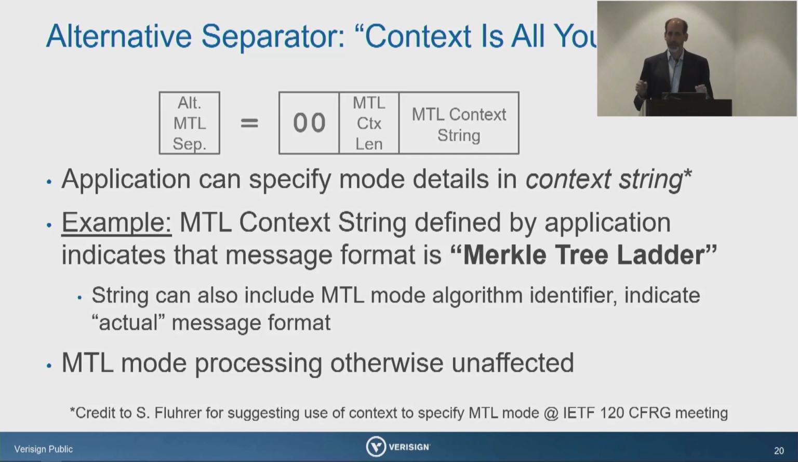If you have a context string, you have many ways of distinguishing things. You don't need to define another byte. So an alternative to the 81 byte that I proposed would go back to the 00 byte for the pure mode, and then within the context string itself, per Scott's suggestion, define that I'm using Merkle tree ladder mode with this particular set of algorithms, or what the message itself has as its format, and so forth.